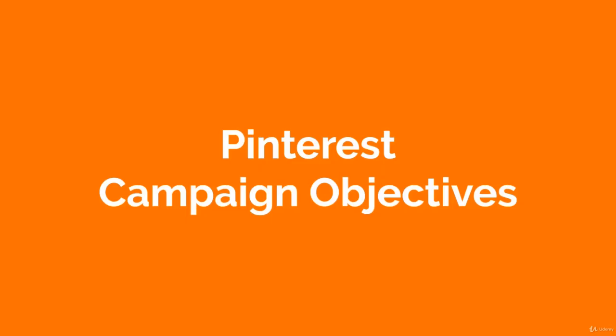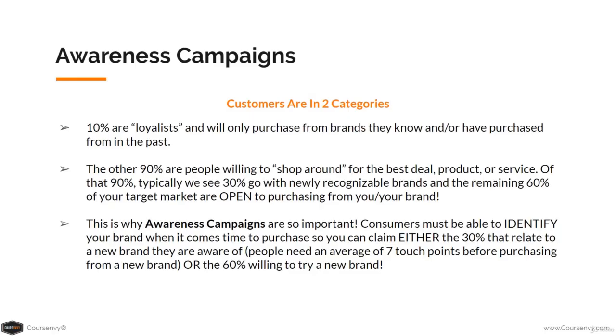Pinterest campaign objectives. Customers fall into two categories. 10% are loyalists that will only purchase from brands they know or have purchased from in the past. The other 90% are people willing to shop around for the best deal, product, or service. Of that 90%, typically we see 30% go to newly recognizable brands, and the remaining 60% of your target market are open to purchasing from you or your brand.